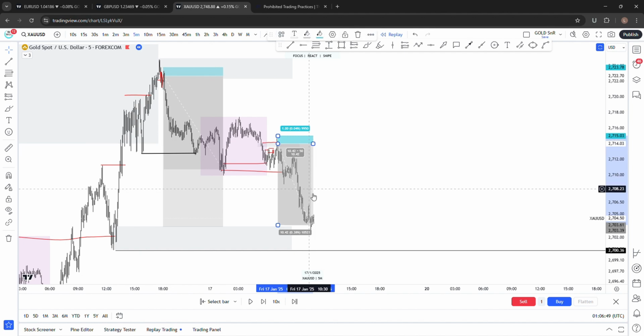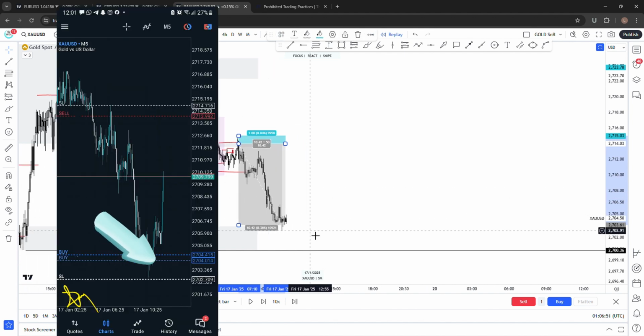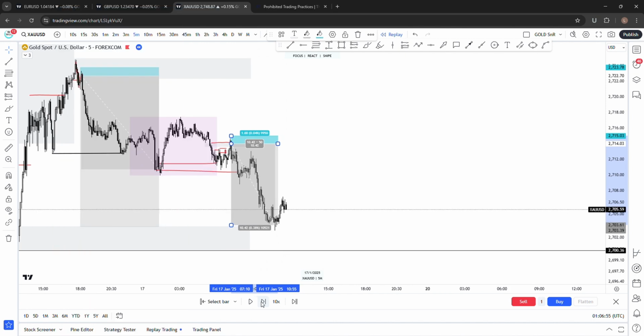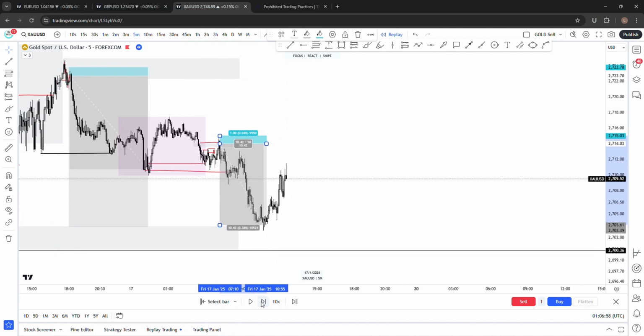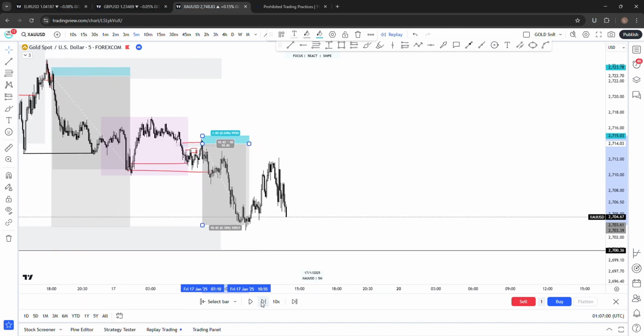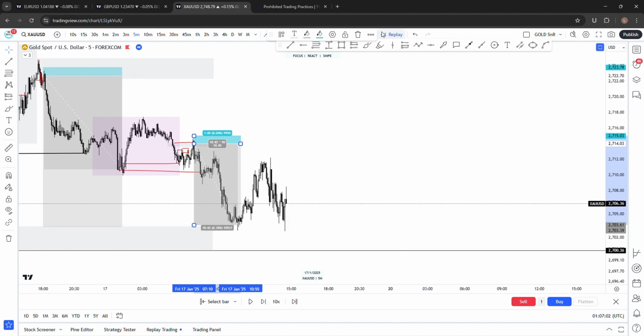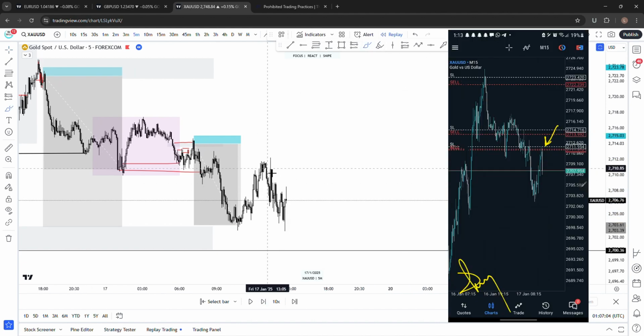I had a beautiful buy from here, which I used a magic entry to catch nicely. Okay, I'm not going to talk about it. And then we had this one as well. I had also another sell from here like this.